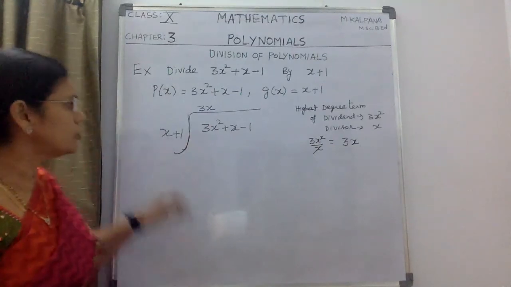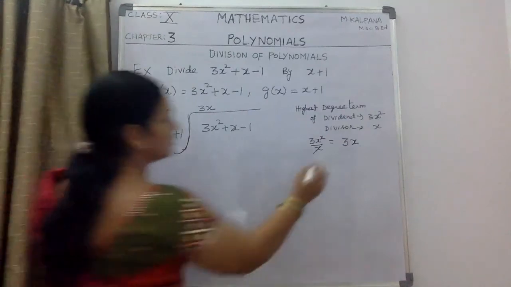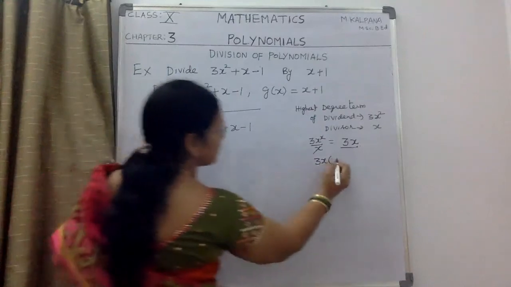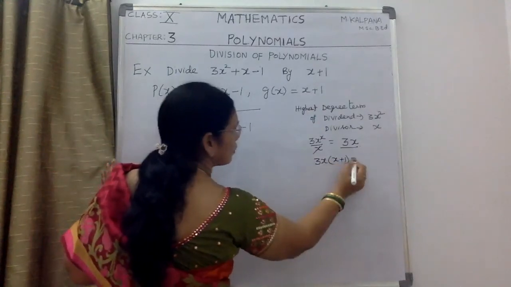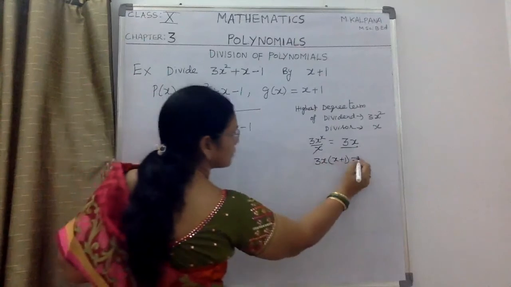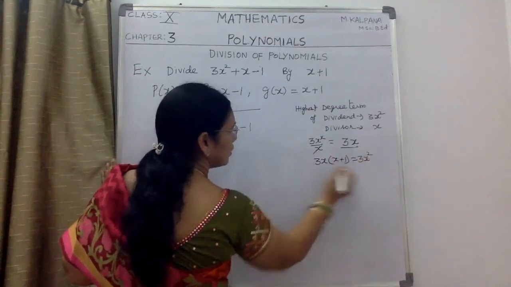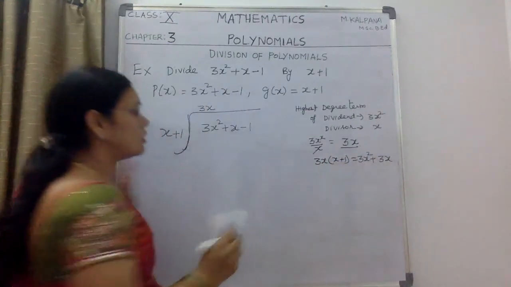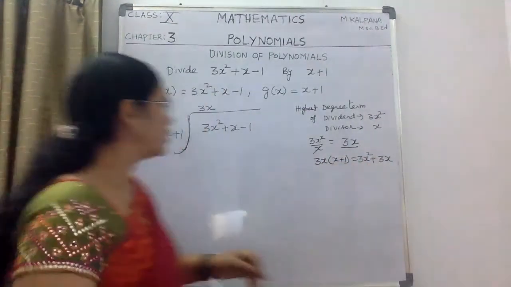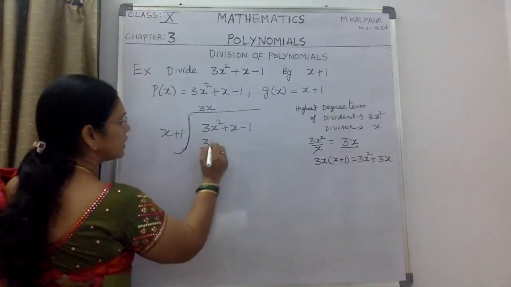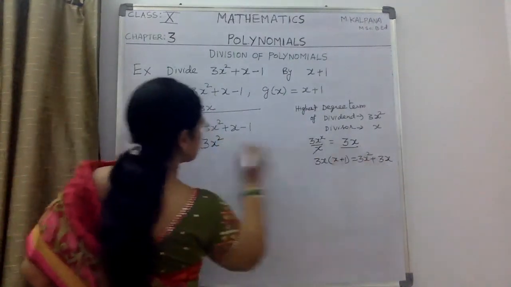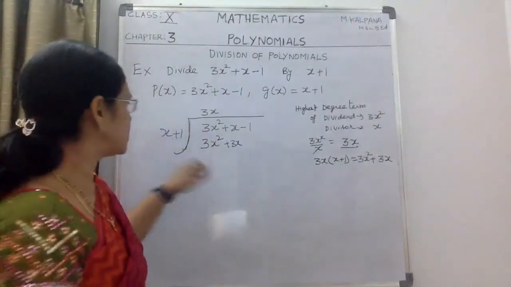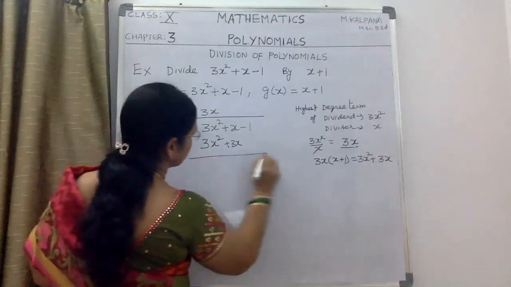Now you have to multiply this first term of the quotient with our divisor. Now what are you going to get? 3x into x, that is 3x square, plus 3x into 1, 3x. So note down this 3x square below the x square term, and here 3x. See here, children. Now do the subtraction.